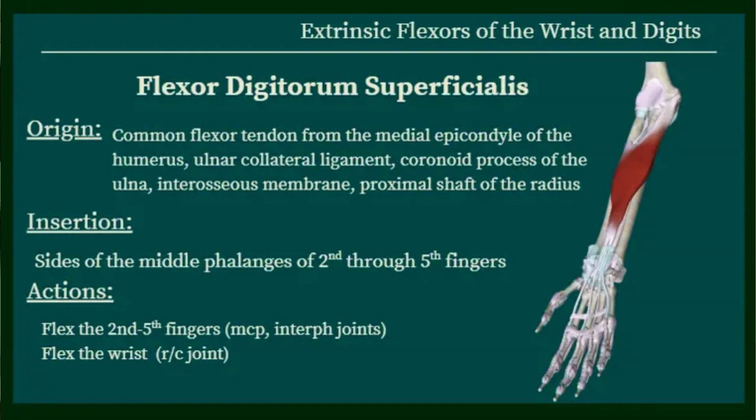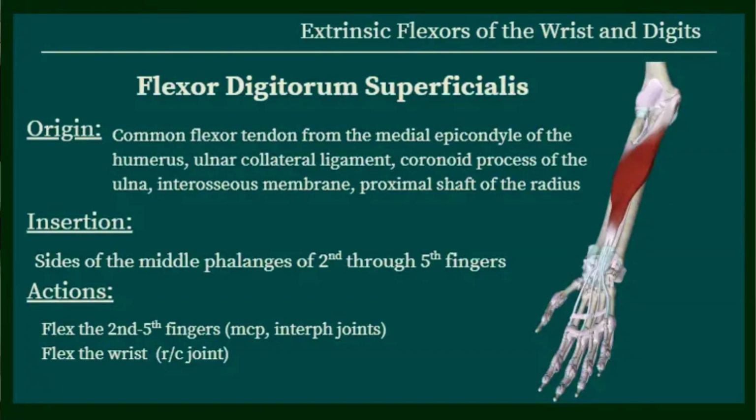So it attaches to the flexor tendon of the medial epicondyle, the ulnar collateral ligament, the coronoid process of the ulna, the interosseous membrane, the proximal shaft of the radius. So it just webs all over in here, and it inserts in the sides of the middle phalanges of the 2nd through 5th fingers. This is the middle phalanges, and it attaches there to help bend those fingers. Okay, so those are the middle phalanges. It flexes the wrist at the radiocarpal joint, and it flexes at the interphalangeal joints and the metacarpophalangeal joints.